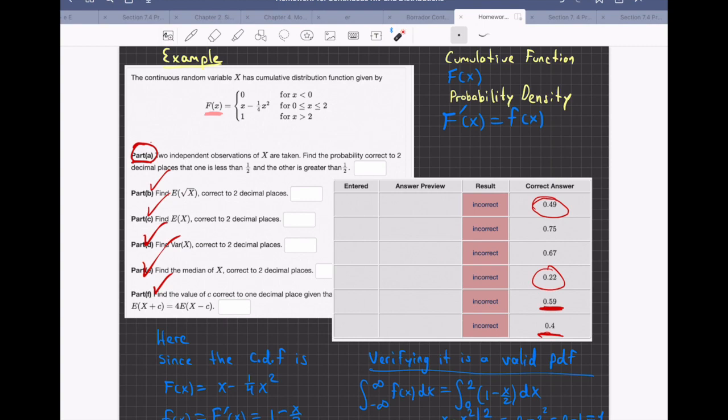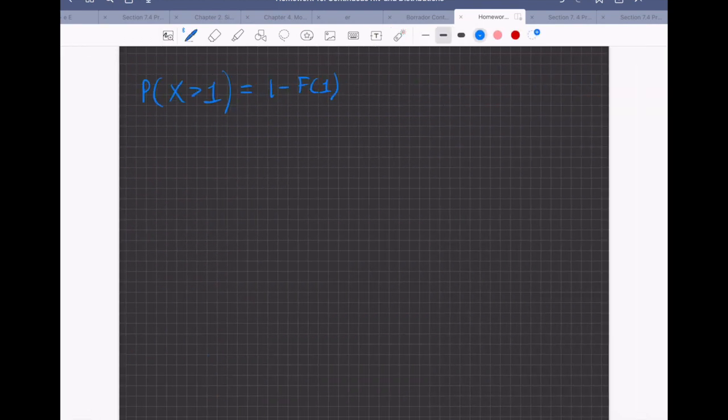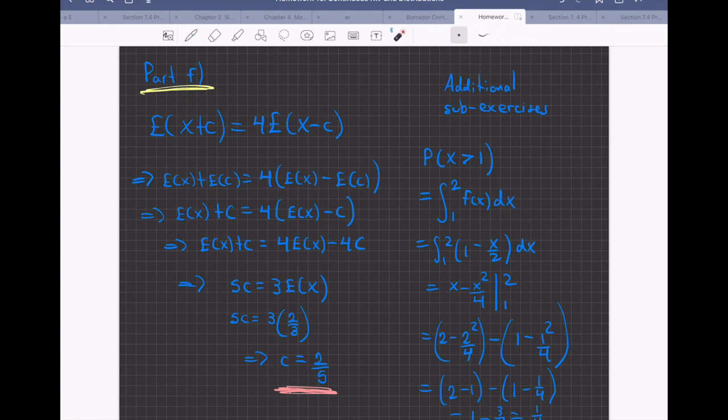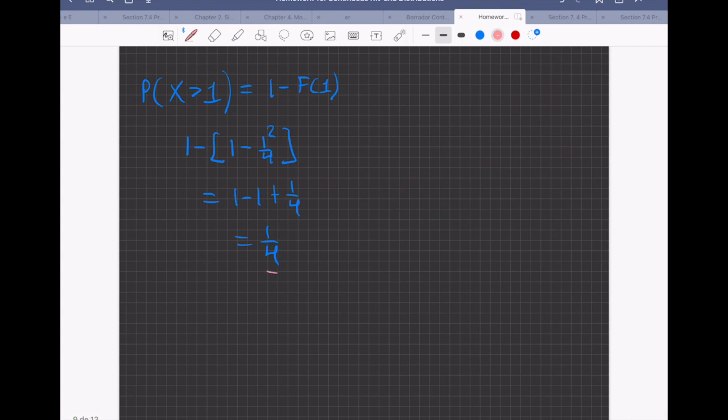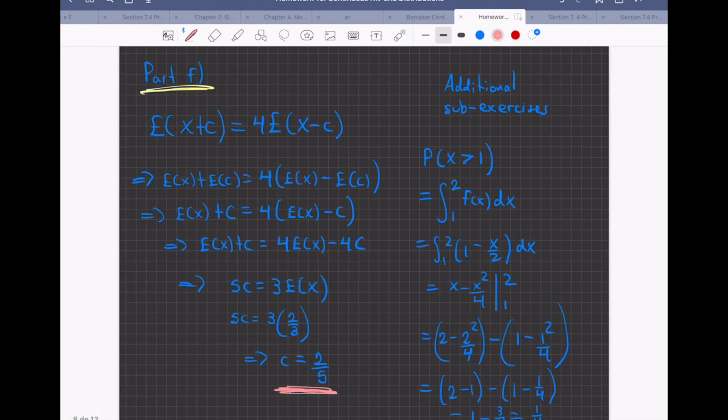x minus 1/4 x squared. So it will be 1 minus x evaluated at 1, 1 minus 1 squared divided by 4. And you will realize that this is going to be 1 minus 1 plus 1 over 4, and this is only 1/4. That is the same we obtained here, you see? So it's the same. This way or this way, of course, we have the same results. If you don't have the CDF, then you will have to use the density. But if you already have the CDF and you want to compute probabilities, I recommend using the CDF. Okay? All right.